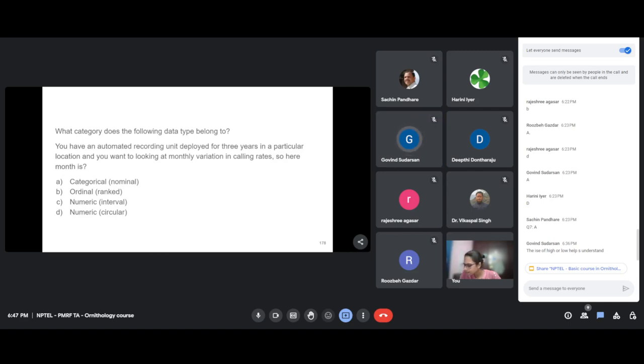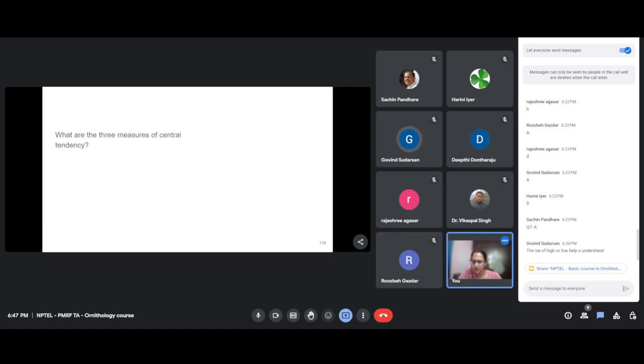Sure, ma'am. Okay, so now that we have an idea of different data types, I'll just move on to the next question. What are the three measures of central tendency that are most popularly calculated?